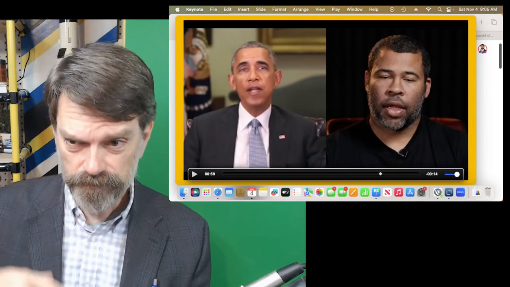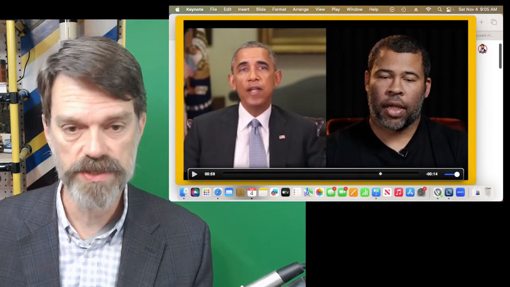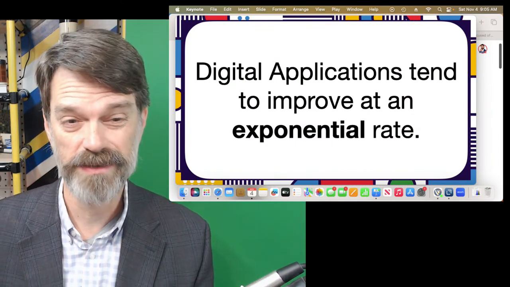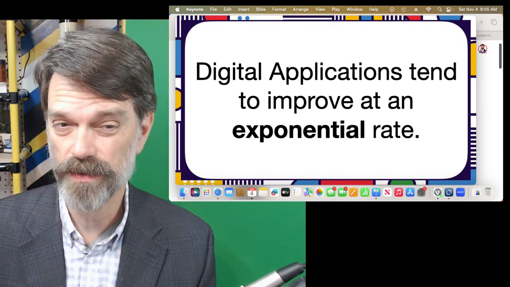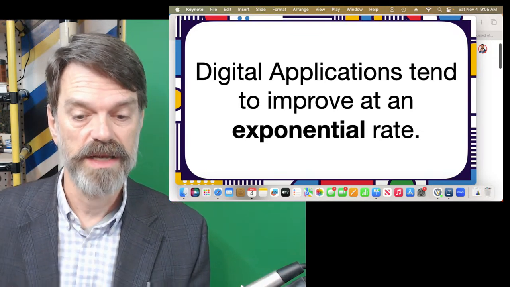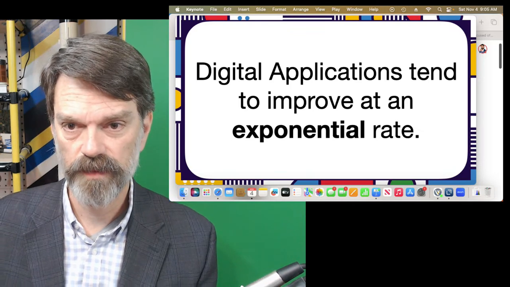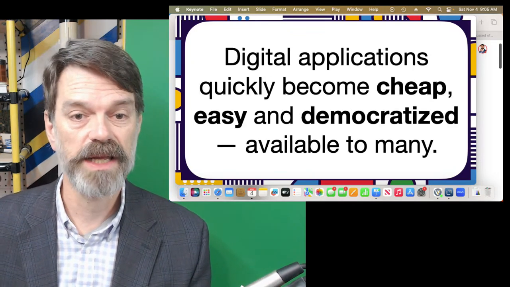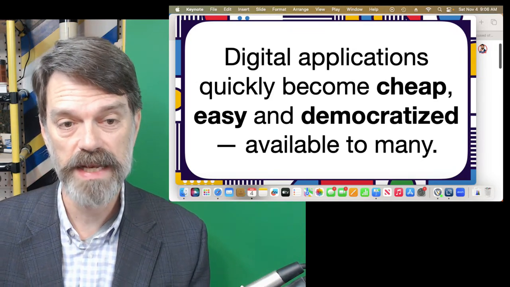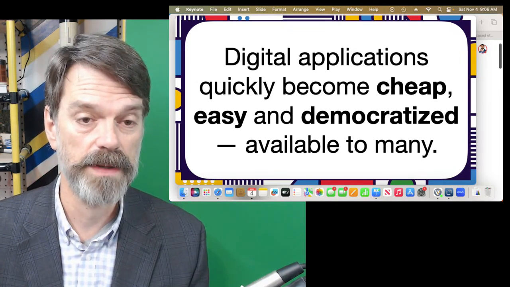But the problem is that digital applications tend to improve at an exponential rate. Okay, so that was about three and a half years ago now, which is ages and ages in internet time, if you will. Digital applications also become cheap, easy, and democratized to many. They're available to many, many people to use.